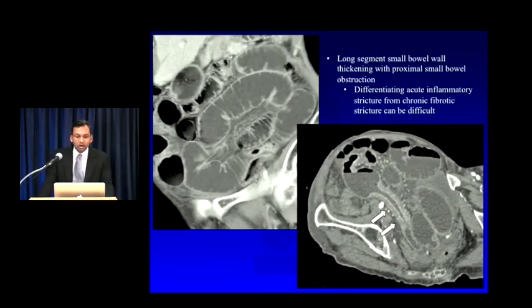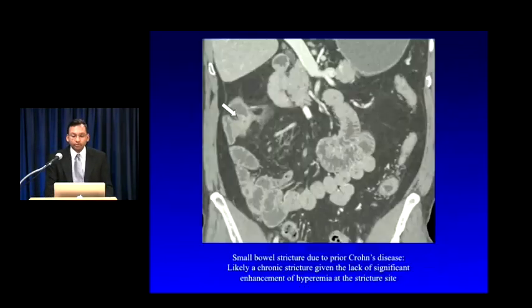Here's a patient with a long segment of stricturing and wall thickening with proximal bowel obstruction, and admittedly it can be quite difficult using any radiologic modality to figure out whether this is a chronic stricture or alternatively an acute inflammatory stricture. Some people will argue that on MR you might be able to make the distinction based on whether or not you see wall edema on T2 weighted images, but the truth is, regardless of the modality you use, it can be difficult to differentiate acute from chronic strictures.